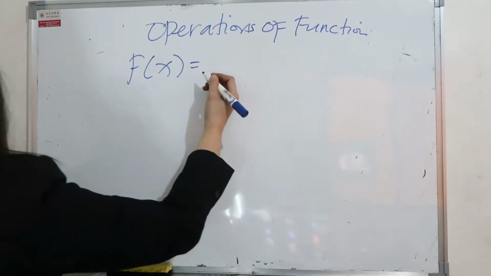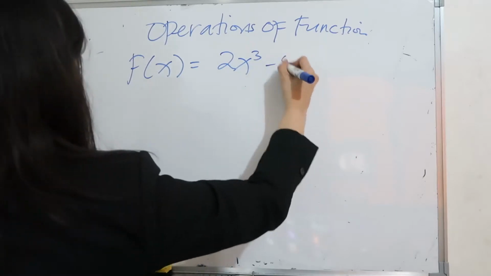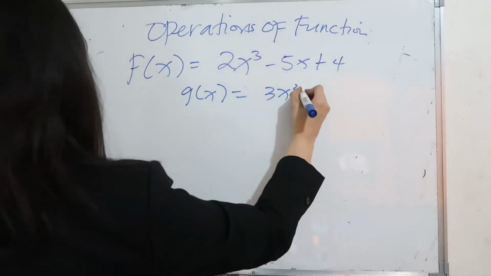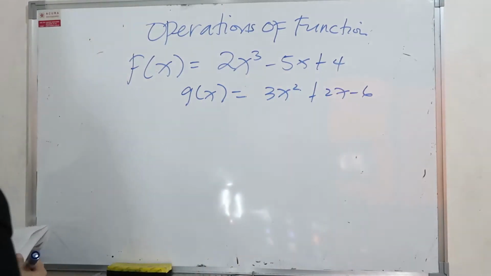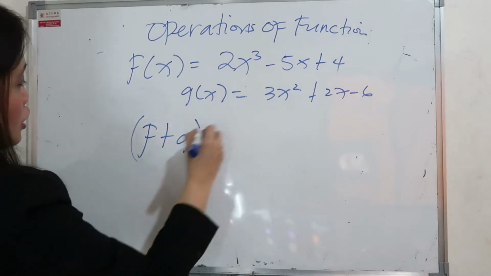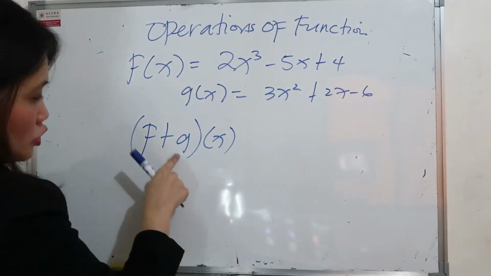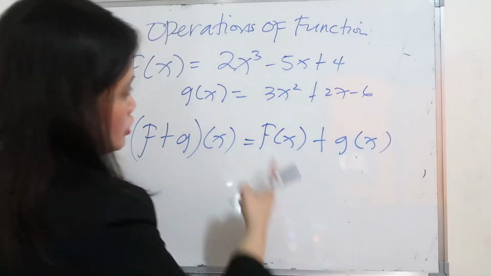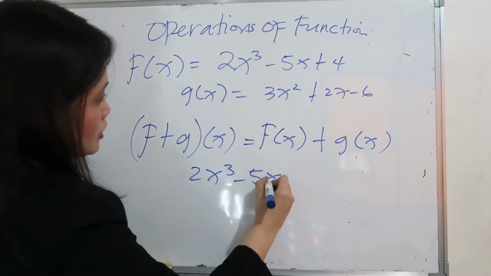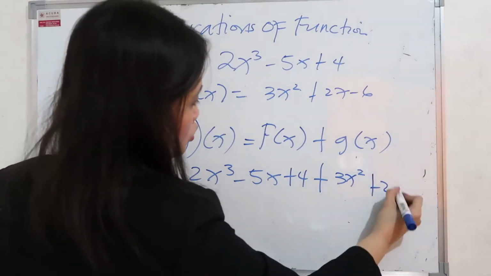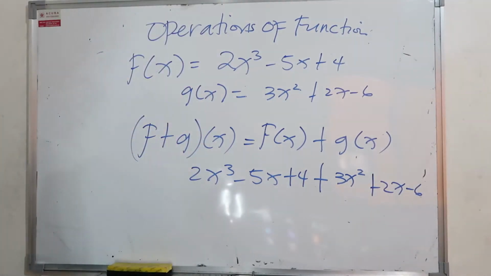F of x is equal to 2x cubed minus 5x plus 4. And then z of x is equal to 3x squared plus 2x minus 6. Okay. So what is your f plus z of x? Okay, f plus z of x, just simply add. So f of x plus z of x, so that will be 2x cubed minus 5x plus 4 plus 3x squared plus 2x minus 6. Okay, so combine like terms.